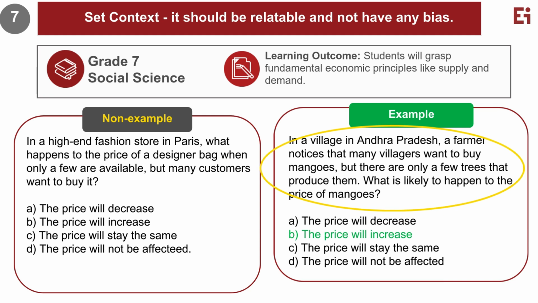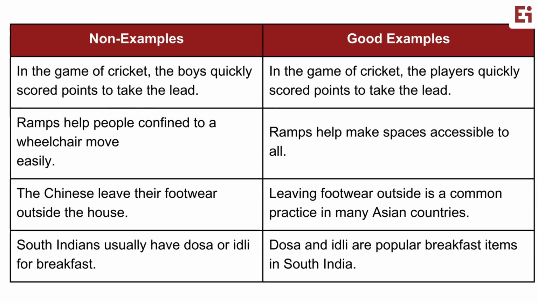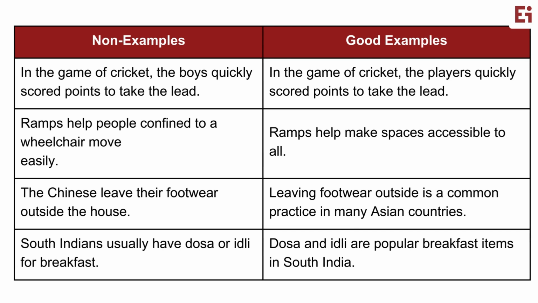Here are a few more examples and non-examples of fairness and sensitivity. To summarize, avoid using language that is specific to a gender or group. Use inclusive language that applies to everyone. Describe practices and behaviors in a way that is general and relatable to all.